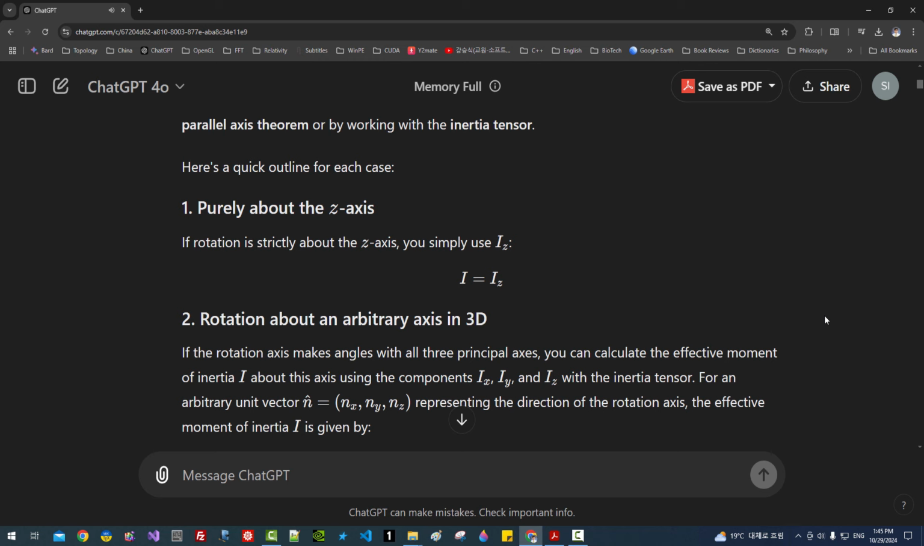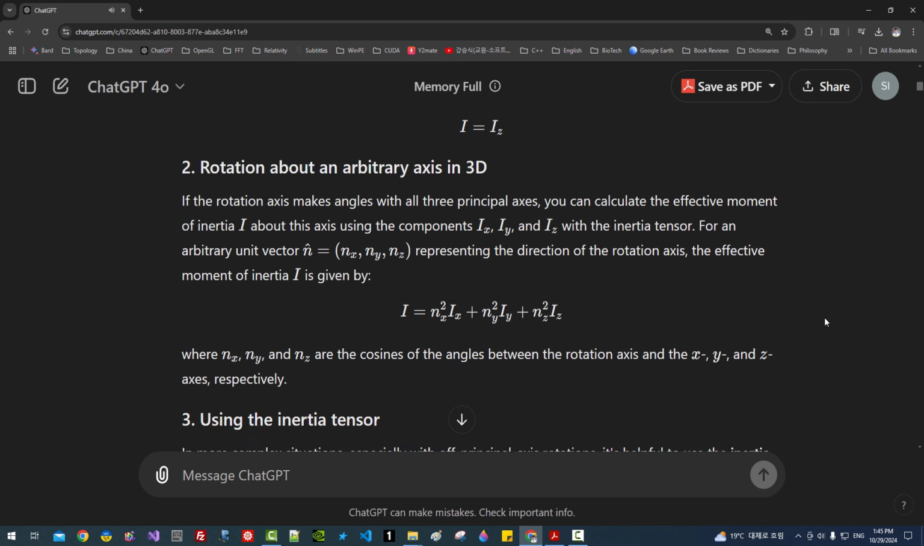Here's a quick outline for each case. 1. Purely about the z-axis. If rotation is strictly about the z-axis, you simply use Iz, I equals Iz. 2. Rotation about an arbitrary axis in 3D. If the rotation axis makes angles with all three principal axes, you can calculate the effective moment of inertia I about this axis using the components Ix, Iy, and Iz with the inertia tensor.